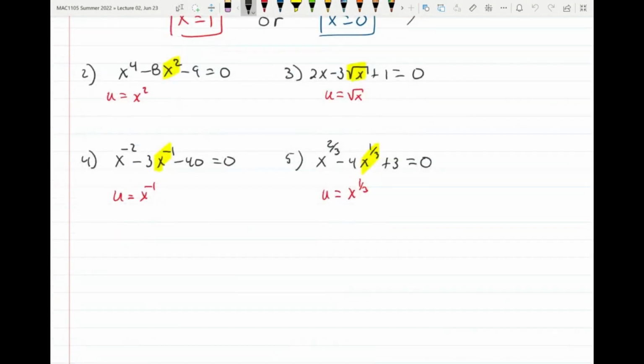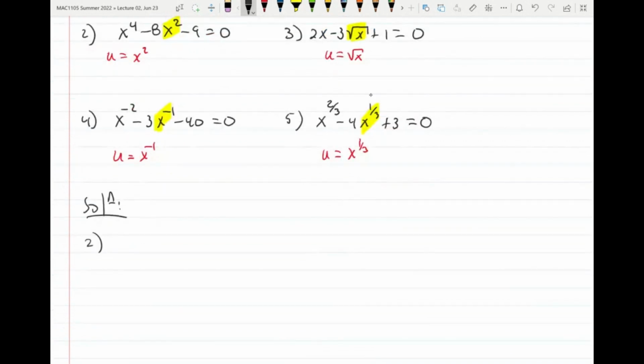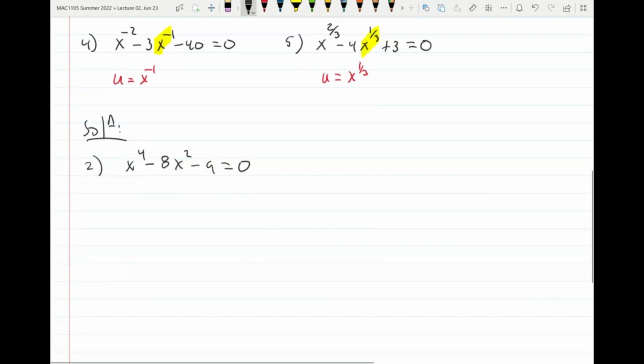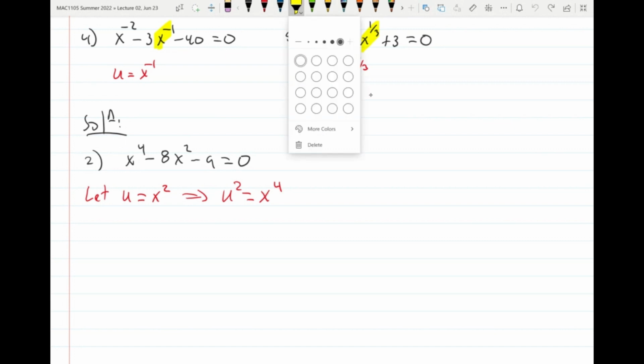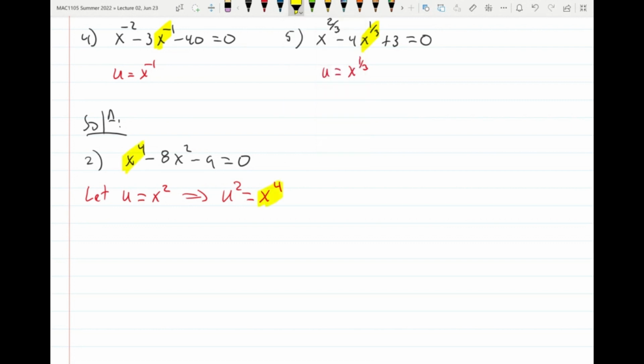Okay, let's do it. So, solution. For number 2, we have x to the 4 minus 8x squared minus 9 equals 0. It's clear here that we should let u be equal to x squared. If we do that, then what is u squared equal to? It's x to the 4. And the good thing is that this guy is here. So we're good to go.